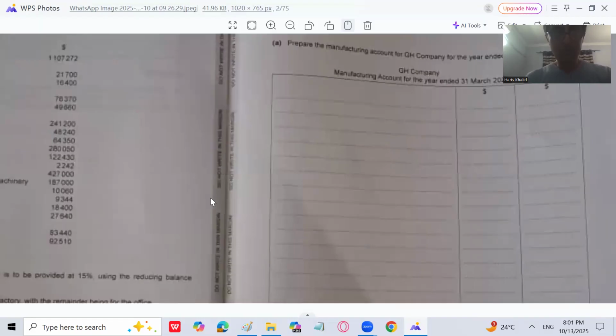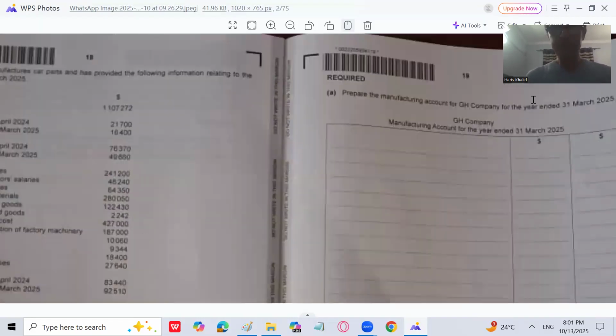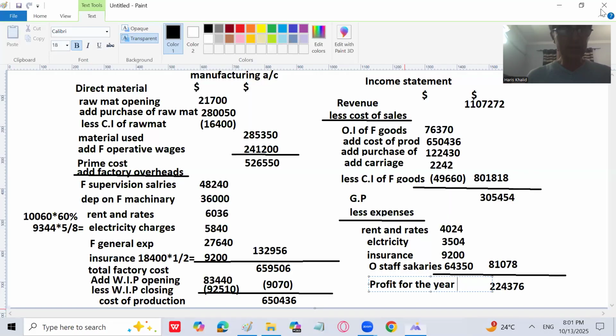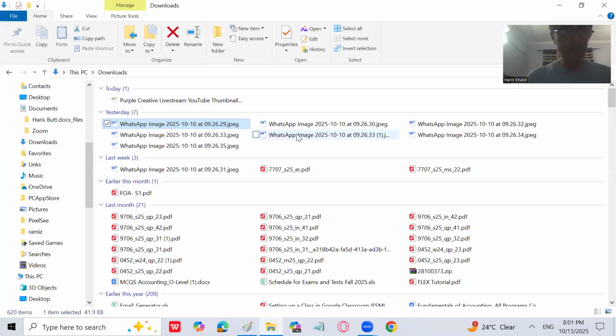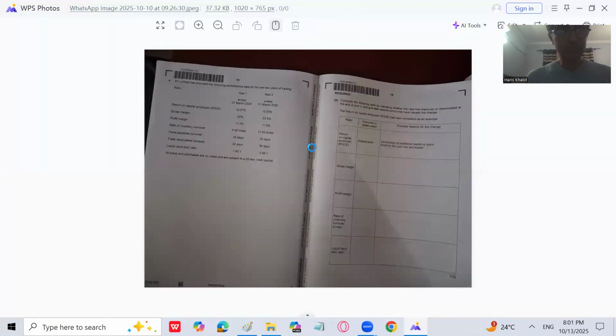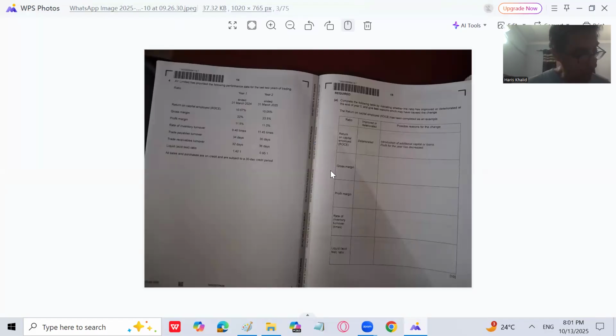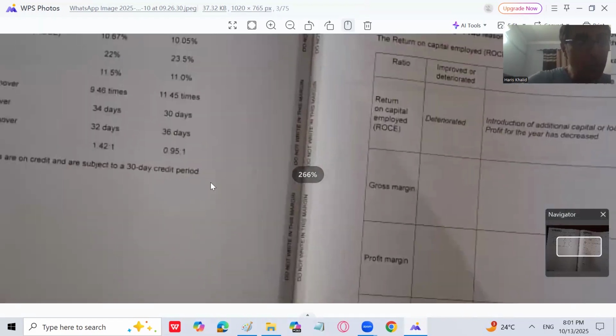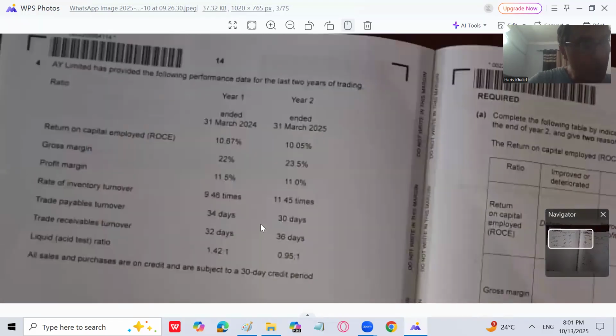So now let's see what other parts are given in the question. We have gone for the manufacturing account. How many marks? 13 marks we have for the manufacturing account. Let's see the other parts given in the paper for this particular question. So that is going to be the income statement. We have already prepared the income statement, and I have shown you how the income statement is supposed to be prepared. Now let's talk about the fourth question.